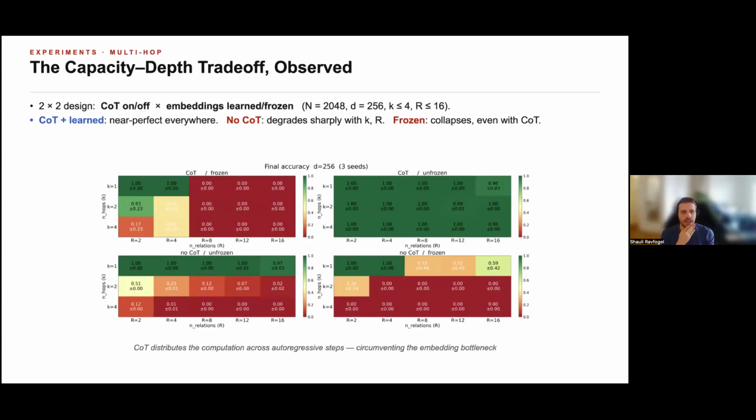We also run some experiments on chain of thought, and the results here align with our theoretical construction. If we do not have chain of thought, or if we have chain of thought but with frozen embeddings that are not trainable, we struggle when we compose enough relations. While on the upper right heat map, if we have chain of thought and trainable embeddings, we get perfect accuracy regardless of the number of facts that we compose.